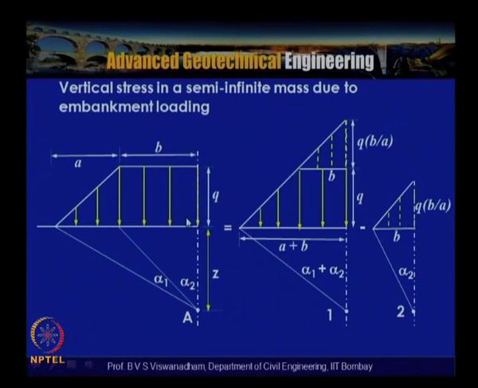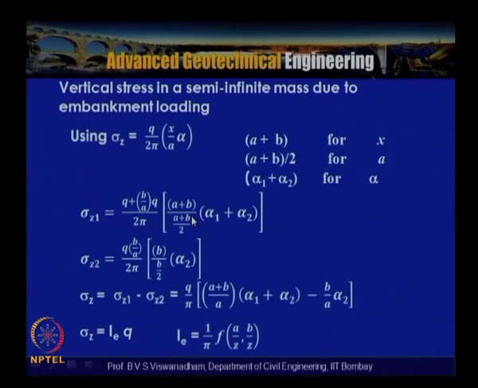So once we simplify further, we have said that if the load under reference is right below where the load intensity is maximum, the point below the soil surface, then sigma z is equal to q by 2 pi into x by a alpha. Now we substitute A plus B for x, and A plus B by 2 for a, and alpha 1 plus alpha 2 for alpha.